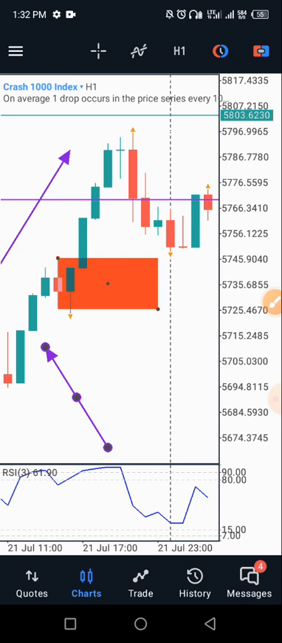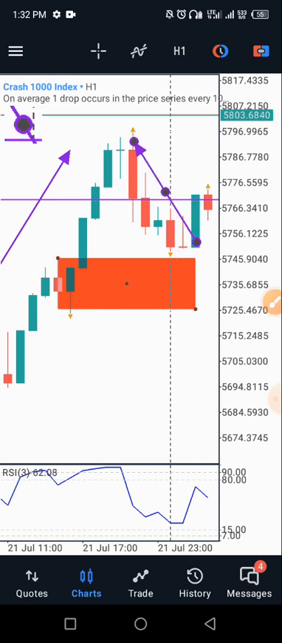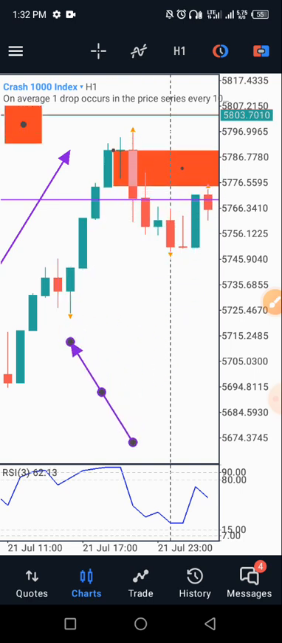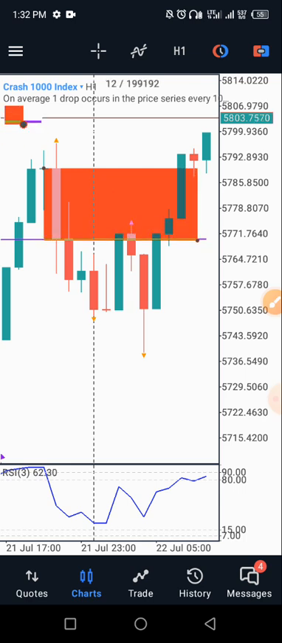Okay, if the wick is close to the body, just like this small candle, you can decide to highlight the whole body. But if it's something like this, you might decide to highlight just the body here, and that will be all.